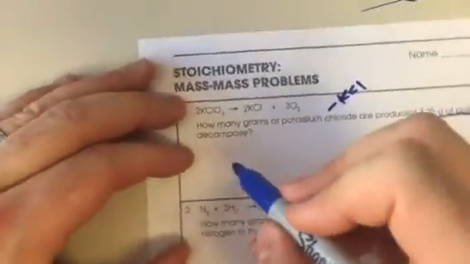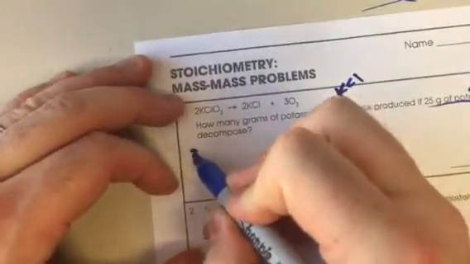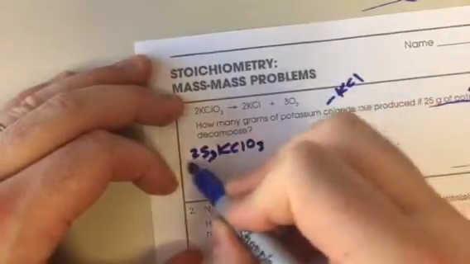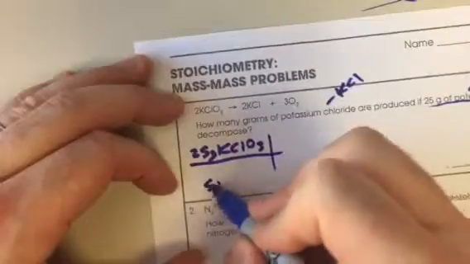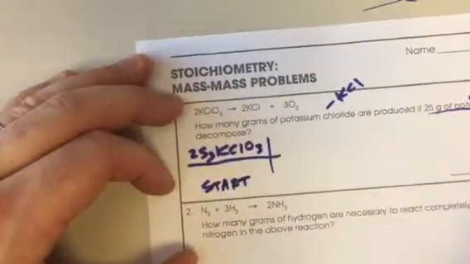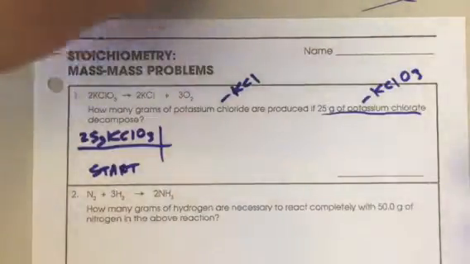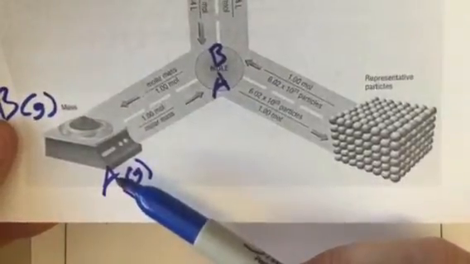So here's what your start box looks like. So this is 25 grams of KClO3. And again, I'm labeling that my start. So that's what your start looks like. If you're going back to your flow chart, that's where I am right now. I am starting right down here in what I'm calling substance A.